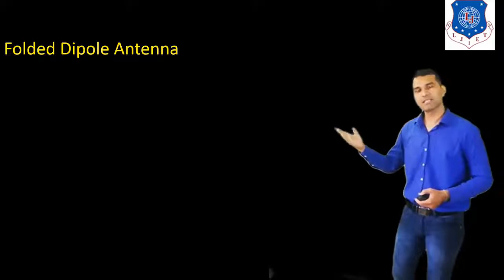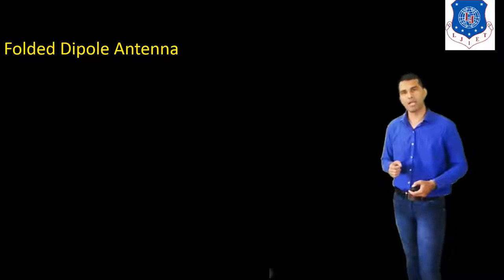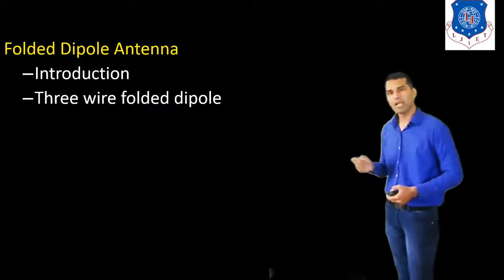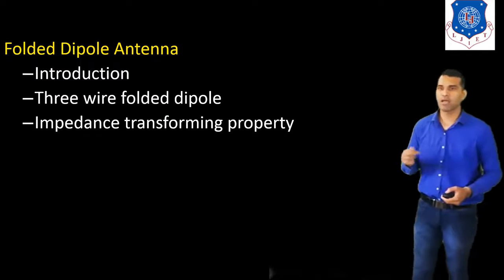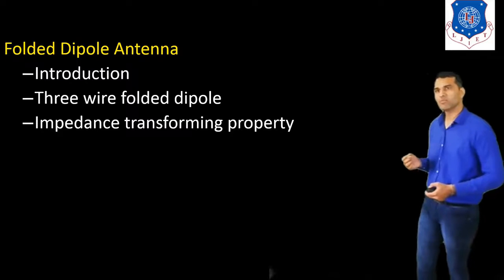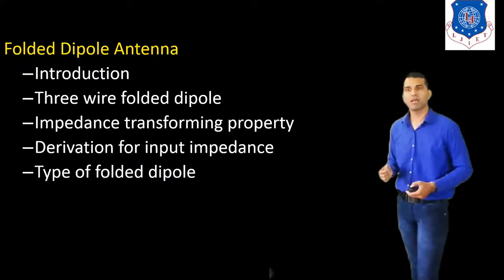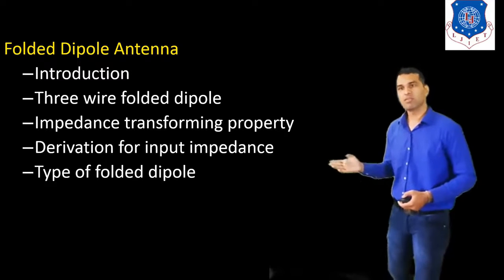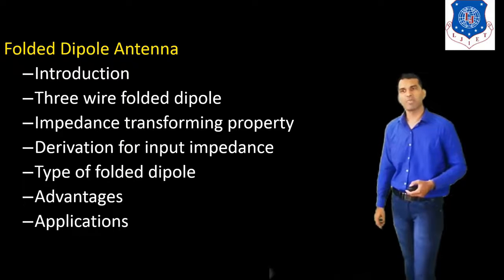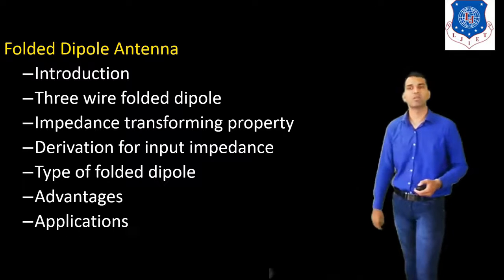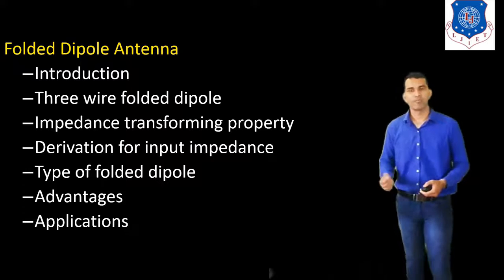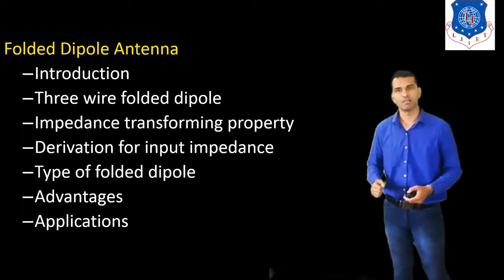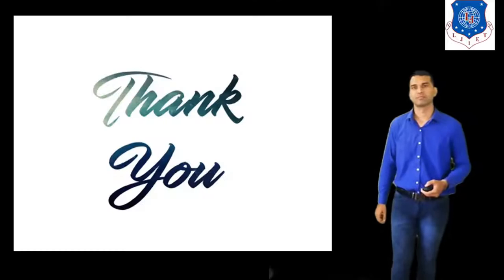So in this lecture we discussed the folded dipole antenna. We discussed the introduction of the folded dipole antenna, then the 3-wire folded dipole antenna, then the impedance transforming property of the folded dipole antenna, next the derivation for the input impedance, then the types of folded dipole antenna, and the advantages and applications. So in this lecture we have discussed an important antenna, the folded dipole antenna. Thank you.